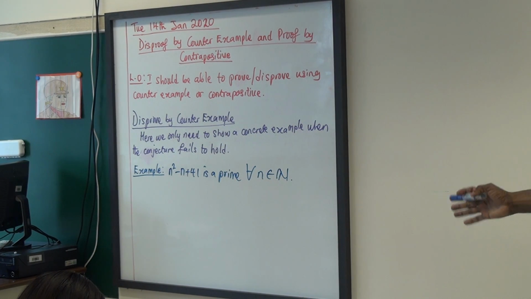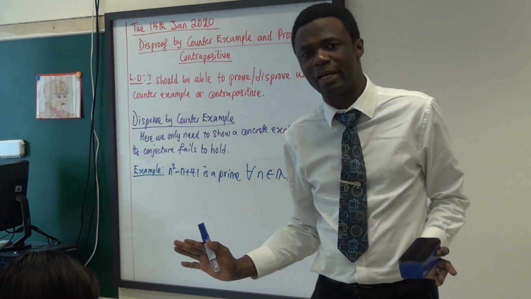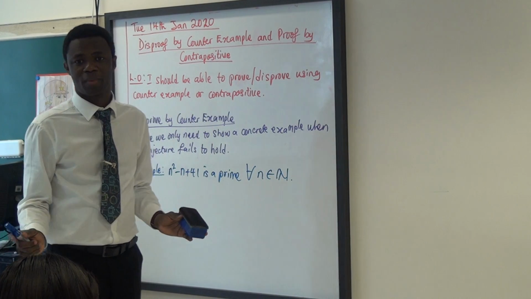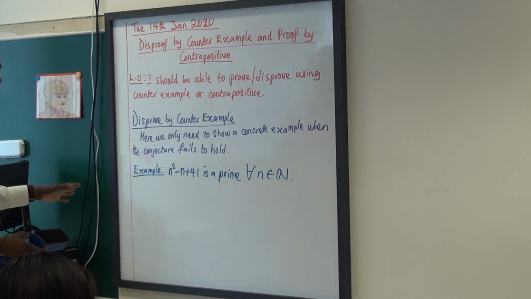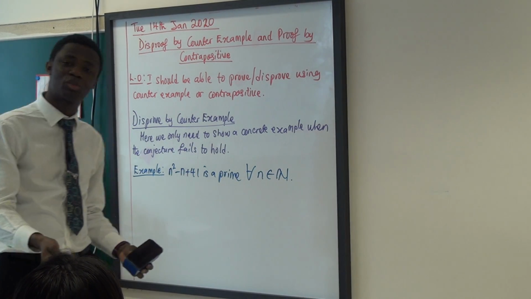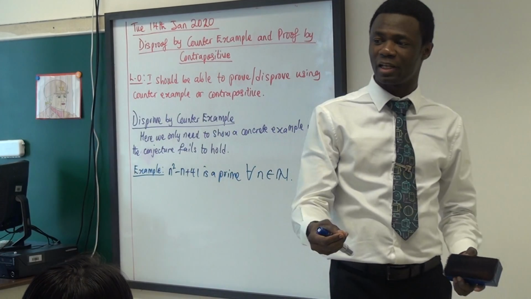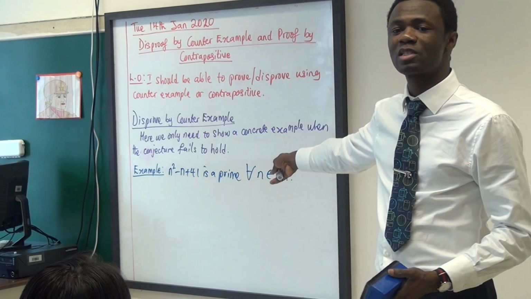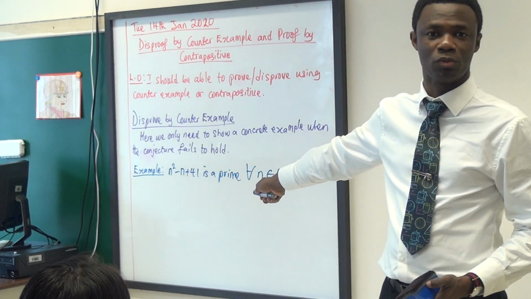This is a conjecture. It's not proved yet. We have only done a few experiments. All right? And from our few experiments, we have concluded. But that doesn't make it right. Okay? So the question here is to disprove this using a counterexample. So all we have to do now is investigate at what point does this statement fail to hold.